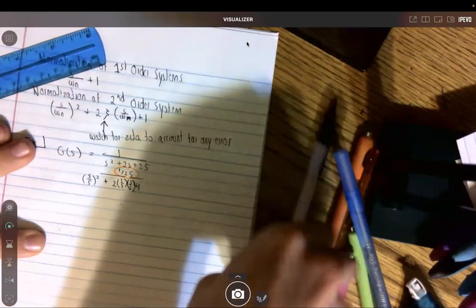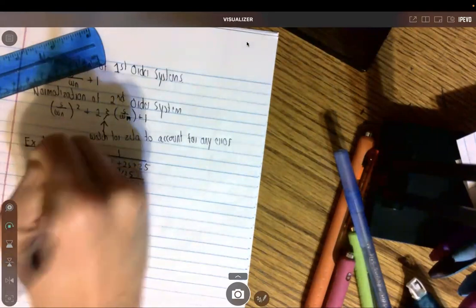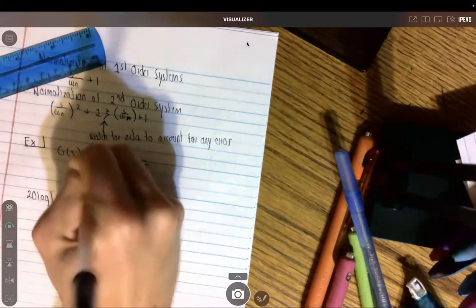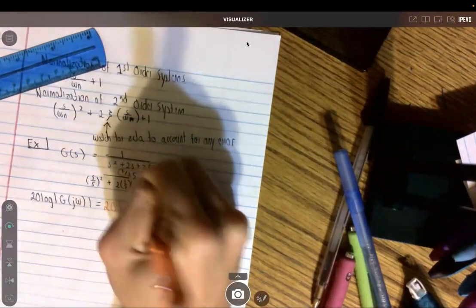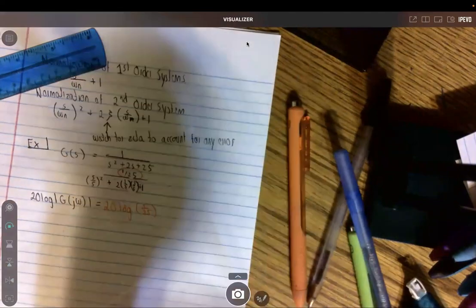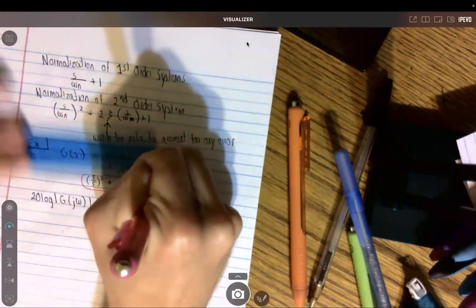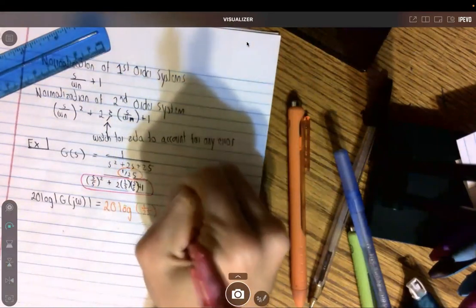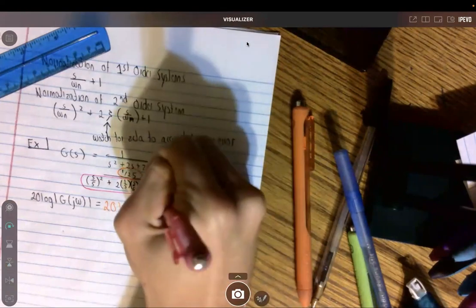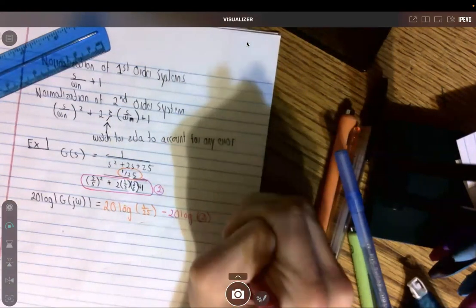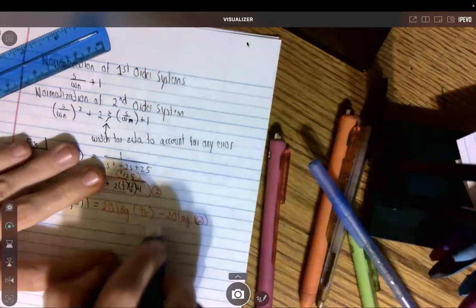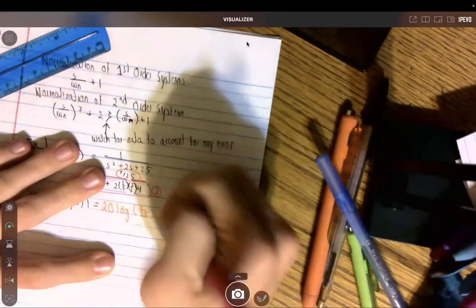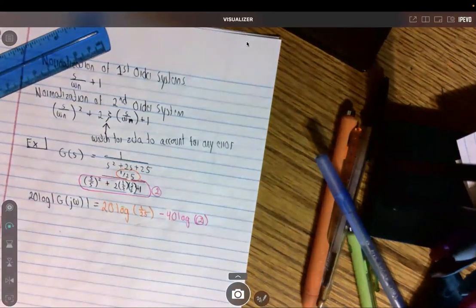So for our 20 log of GJ omega, we're going to look at the numerator, which is going to be 20 log of 1 over 25. And then we're going to look at the denominator. Denominator here, it's going to be minus 20 log, and then I'm just going to call this a 2 because actually it's a second order system. So remember, this has 2 poles, so it's actually minus 40 log, correct? Because there's 2 poles because it's a second order system. So it's going to have minus 40 because each pole contributes minus 20 log.